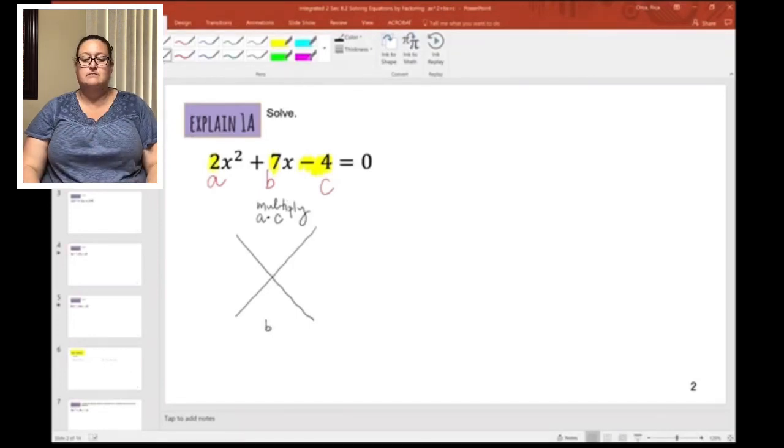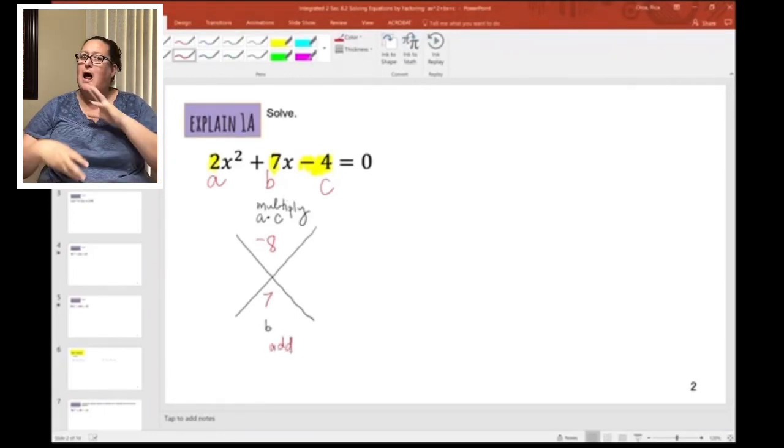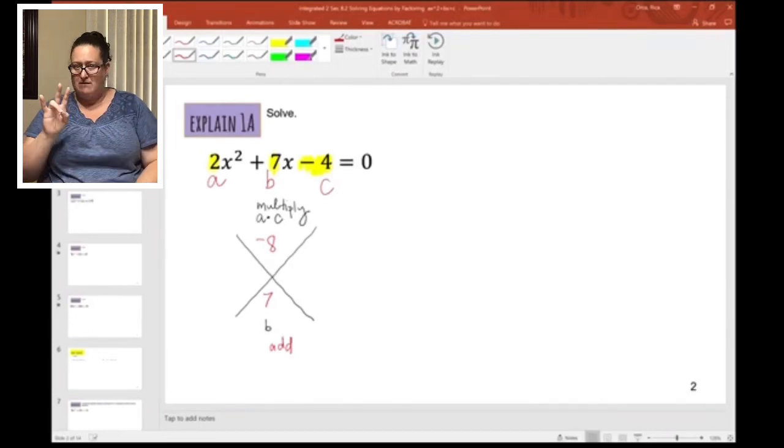Okay, so we know a is 2 and c is -4. 2 times -4 is -8, and at the bottom we have 7. Now we need to think of two numbers that will multiply to -8, but will add up to 7. Once again, we need to think of two numbers that will multiply to -8, but will add up to 7. So I'll give you a second to think of the numbers.